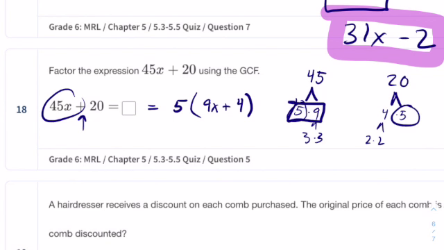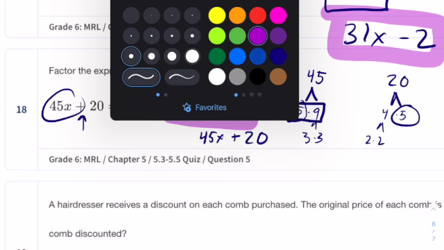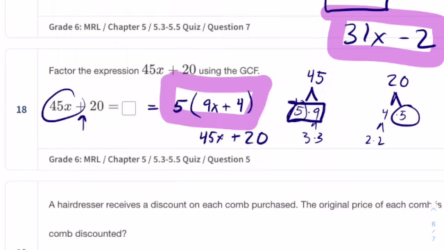So at the end, you kind of have to check and see, does 5 times 9 make 45x? Yes, it does. Does 5 times 4 make 20? Yes, it does. So 45x plus 20, boom. I just checked my work and saw that I was right and that this is the correct answer for my factoring. Okay, moving on.